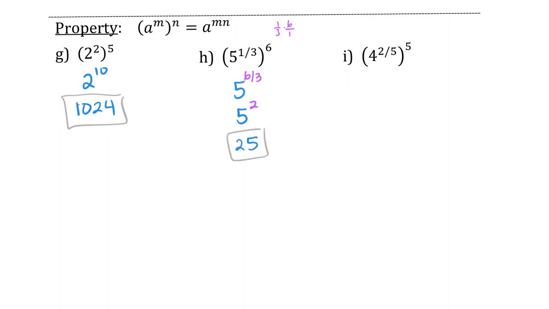Let's try the next one. Okay, 4 to the 2/5 to the 5th. So if I do 2/5 to the 5th, 2/5 times 5 is 10/5.